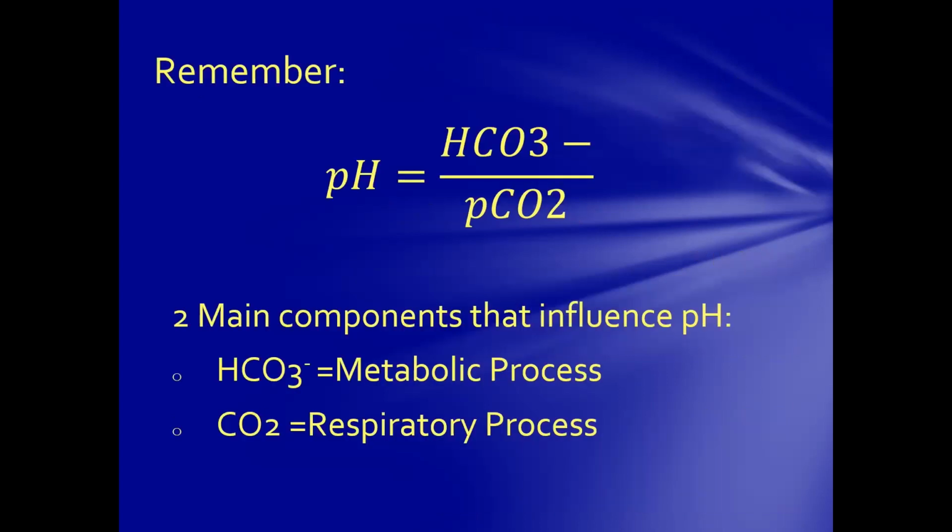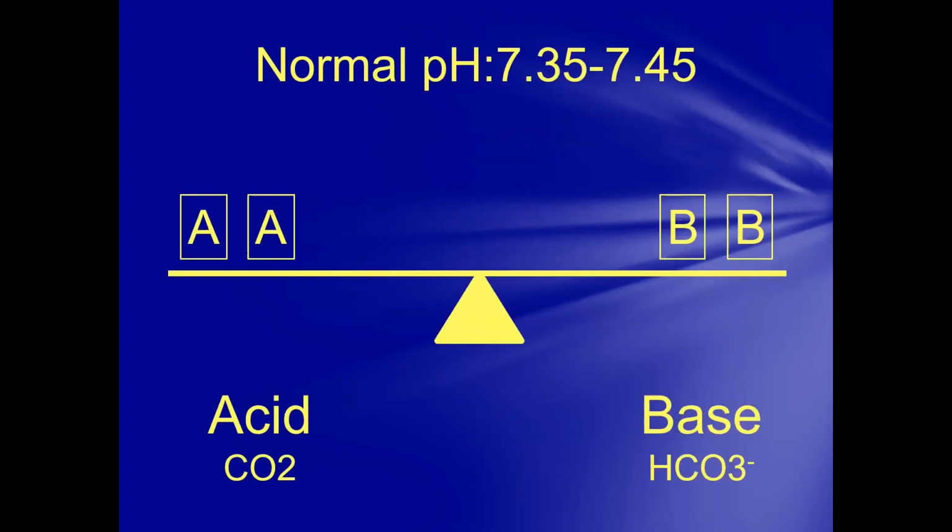So remember, pH equals bicarb divided by CO2. Bicarb represents your metabolic processes in the body, while your CO2 represents your respiratory process in the body. Both your metabolic and respiratory process work together to maintain your pH. If one of them is out of balance, the other will try and compensate to maintain an equal balance.